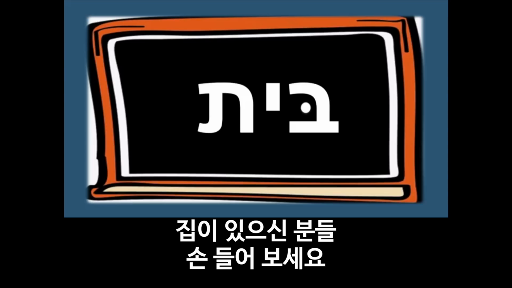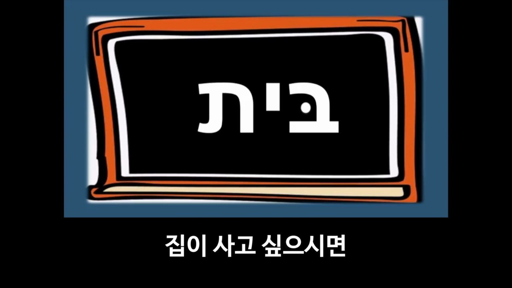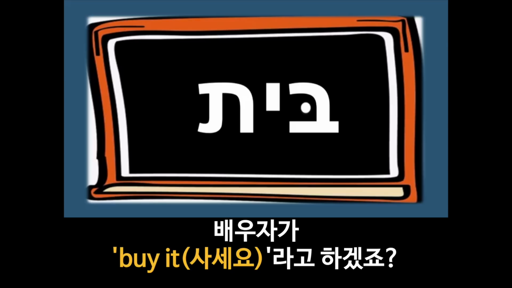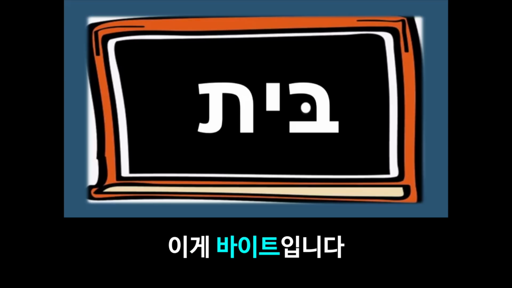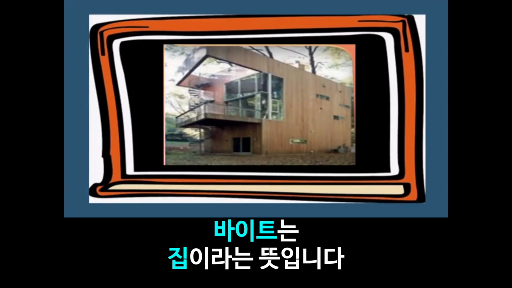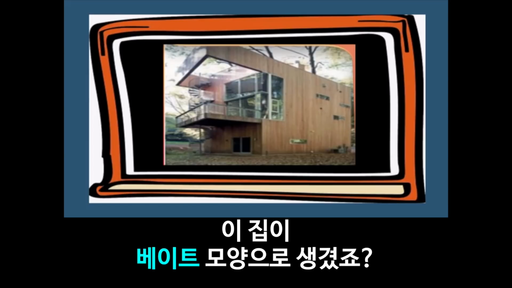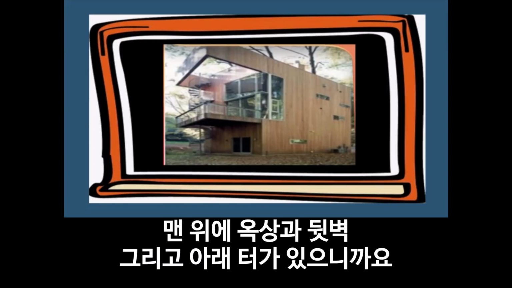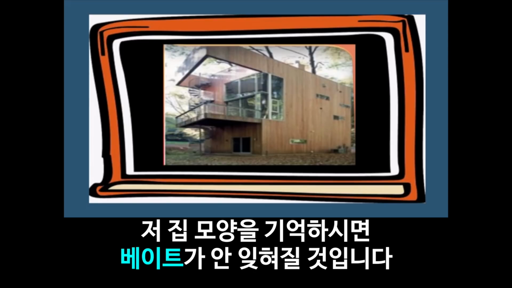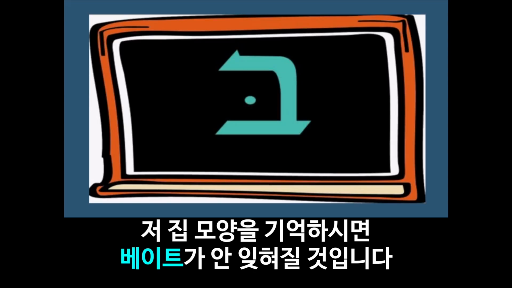How many of you own a house? Or if you want to buy a house, if you owned a house, your spouse says, what? Buy it, right? That's how you pronounce this, bayit. Bayit means house, all right? And if you'll notice, the house is in the shape of a bet. It has a top, a roof, a back wall, and a bottom. So when you think of a house, that will help you remember the letter bet, okay?